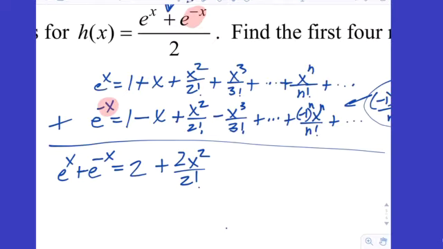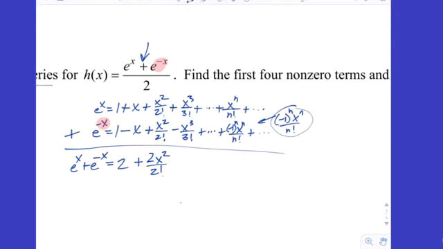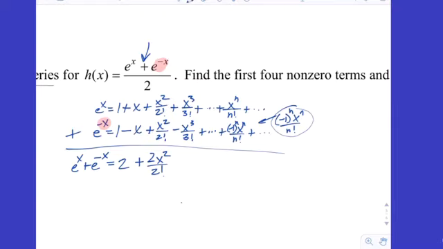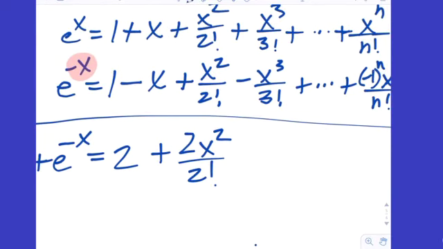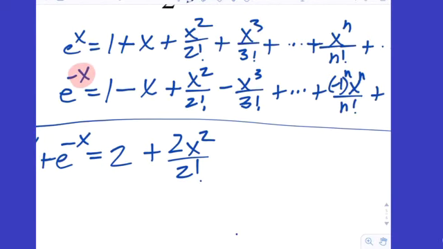What happens with the next ones? They cancel. It says to write the first 4 non-zero terms. I had 4 non-zero terms, but half of them canceled. I need 2 more non-zero terms. You can just assume them. Absolutely. What would the next one be?